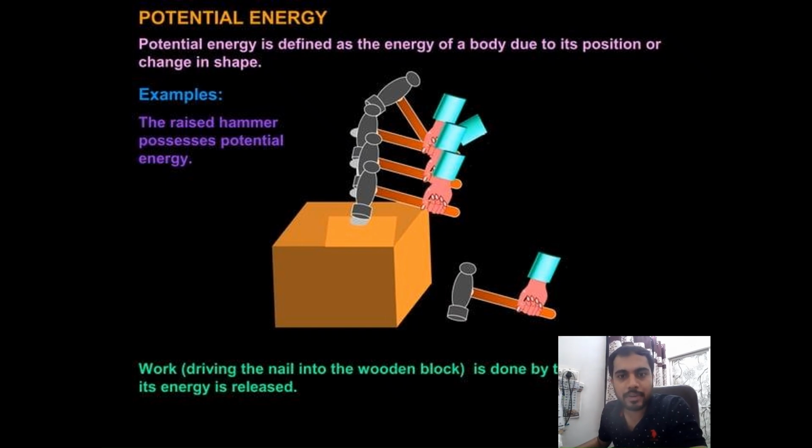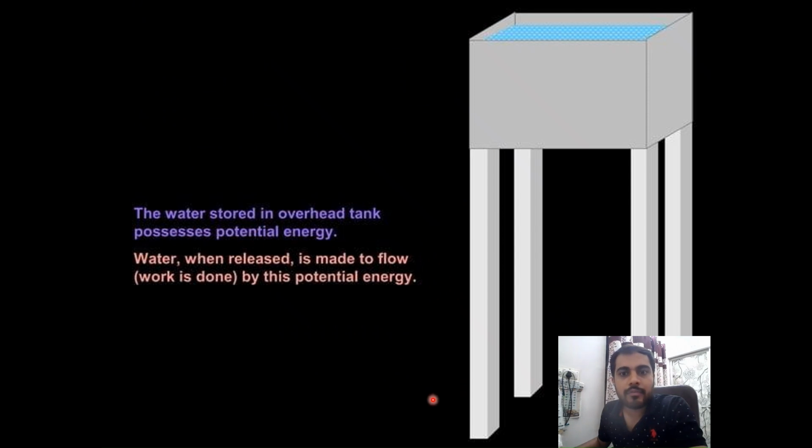We see it in the example of water, which is stored at a certain height, right? So now, when water is released due to gravitational force, it will flow in the downward direction. So that energy is flowing from upwards to downwards, and that energy which it possesses due to the height is called potential energy.